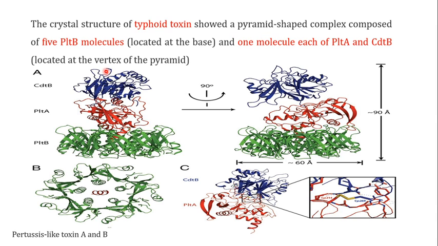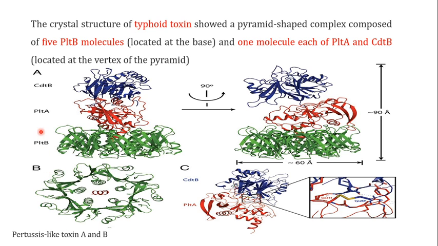As you can see over here, you are actually seeing a pyramid-like structure, and this pyramid is made up of PltB, 5 molecules. There are 5 molecules of PltB. There is 1 molecule of PltA, and there is 1 molecule of CdtB over here. Now, this Plt is actually the pertussis-like toxin.